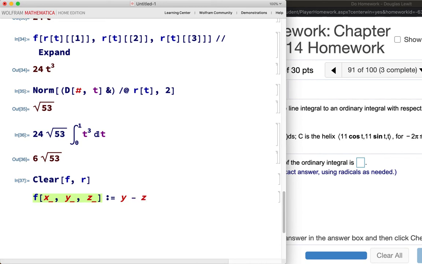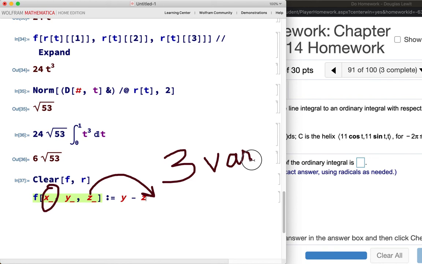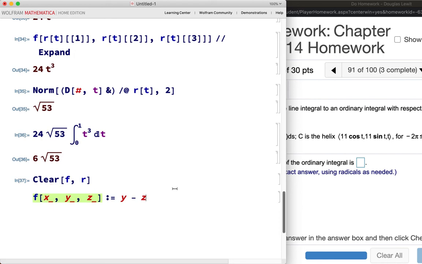Okay, so this is important for you to understand. Just because x doesn't show up in the definition of the function, that doesn't mean that I have a function of 2 variables. This is still a function of 3 arguments or 3 variables. You really need to understand that, because otherwise some of the stuff in Calculus 3 is very difficult to explain and very difficult to understand. So this is really a function of 3 variables. It's not a function of 2 variables.